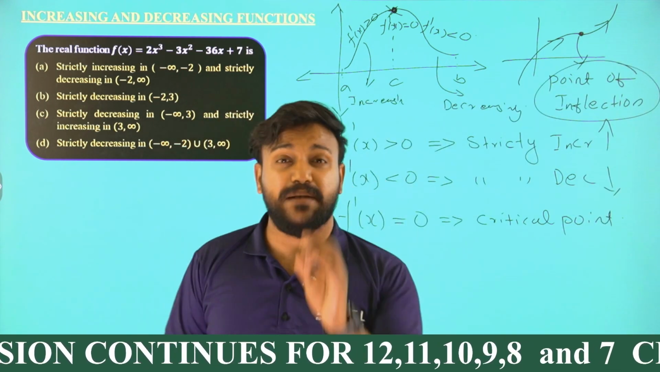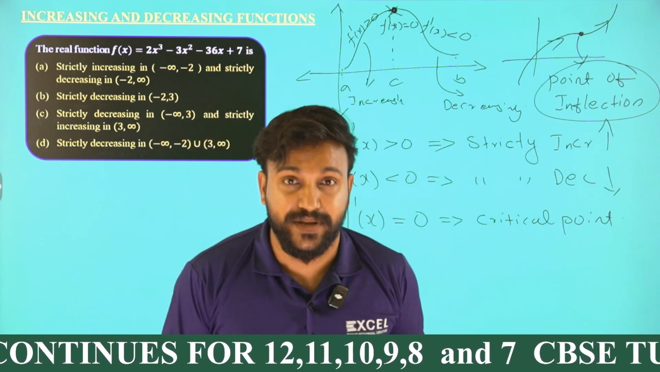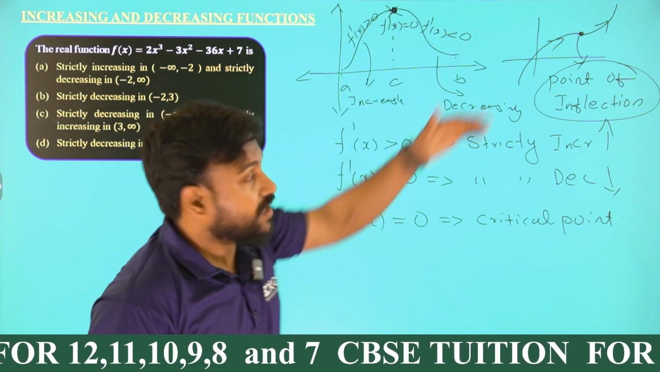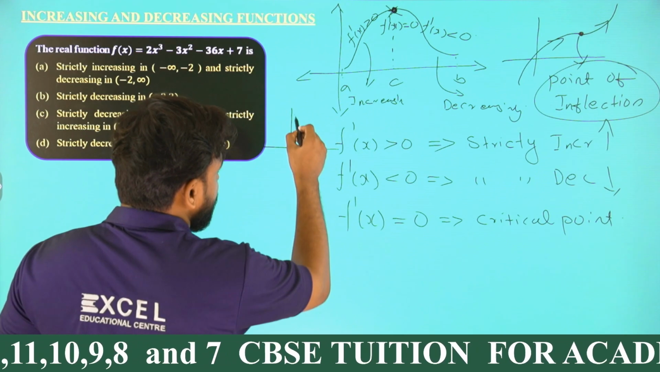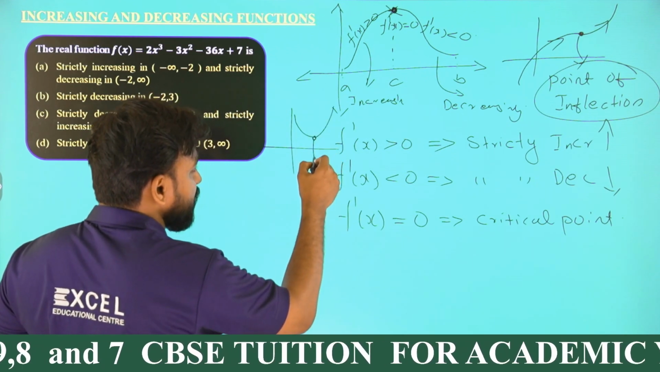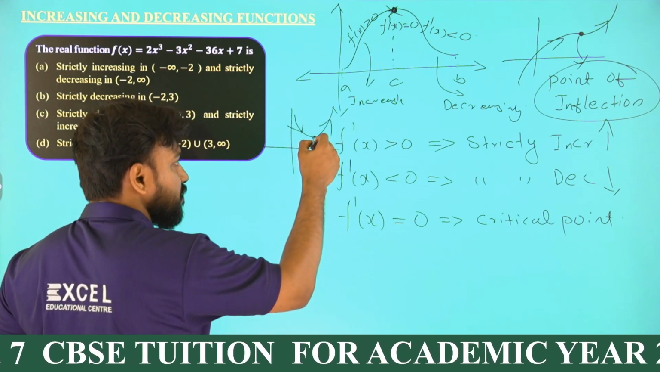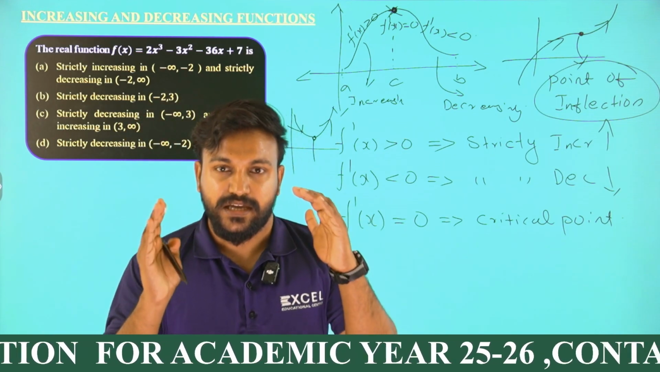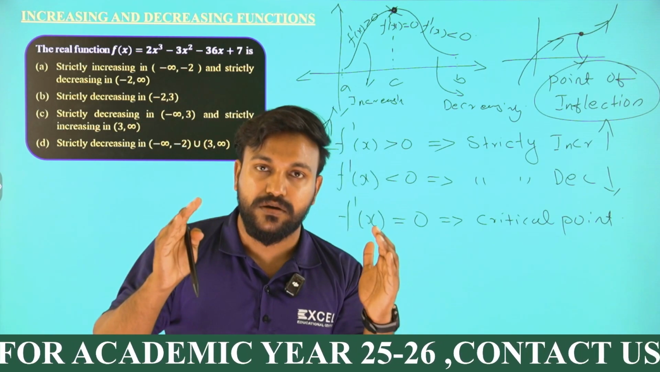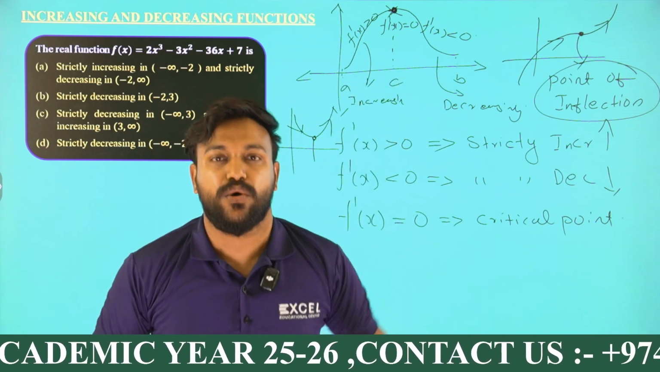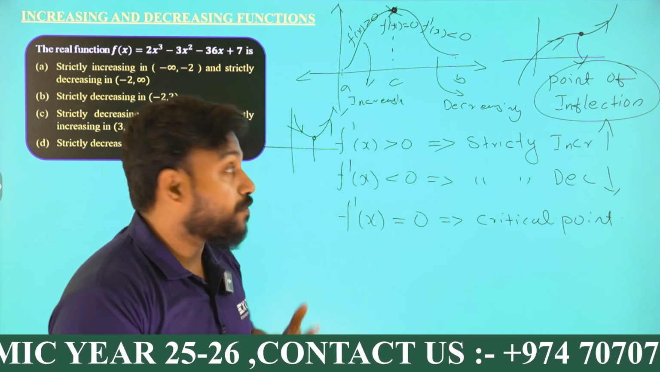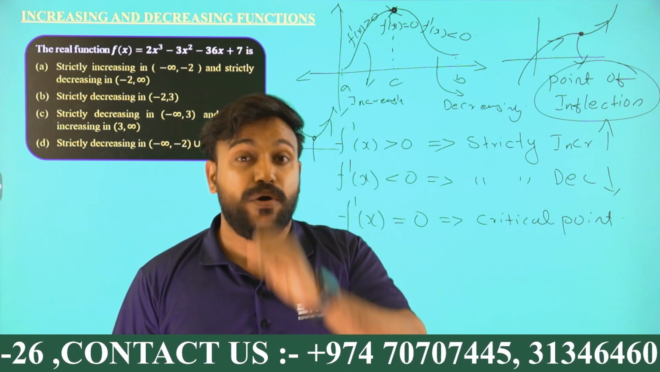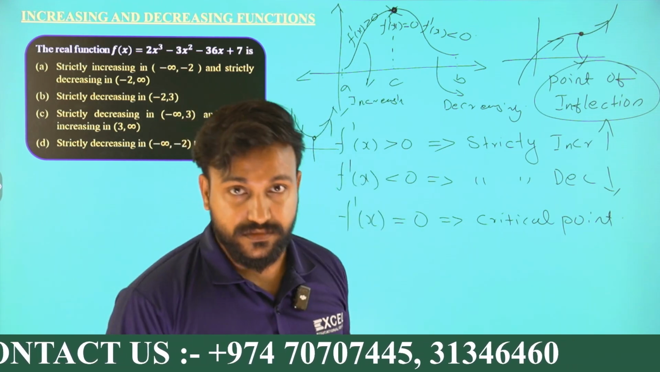So at the critical point, two things can have happened. One is that increasing changes into decreasing, or decreasing changes into increasing. It first decreases, then increases at the critical point. So at the critical point, increasing to decreasing may occur, or decreasing to increasing may occur. Or the other option is increasing and increasing at the critical point. At that point we call it a point of inflection.